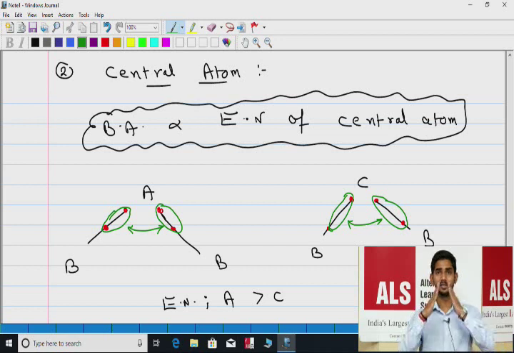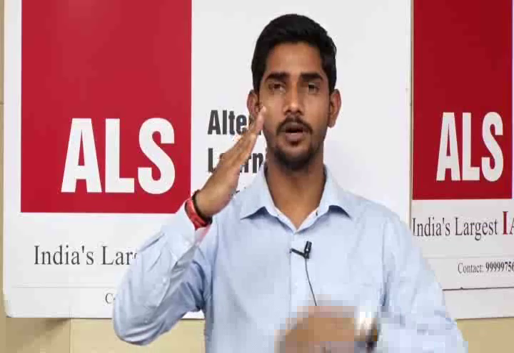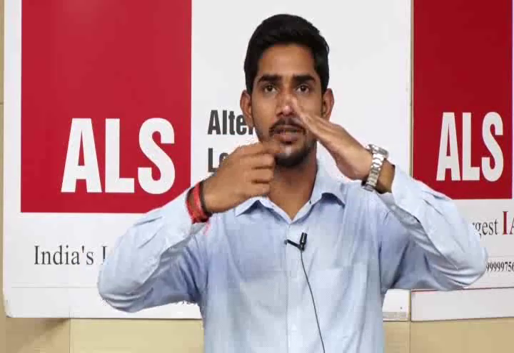Look at this like this. See, these are the two bonds, first bond, second bond. If the electronegativity of these two bonds is higher, it means they will tend to go away from each other. And look at this, this bond angle is increased.